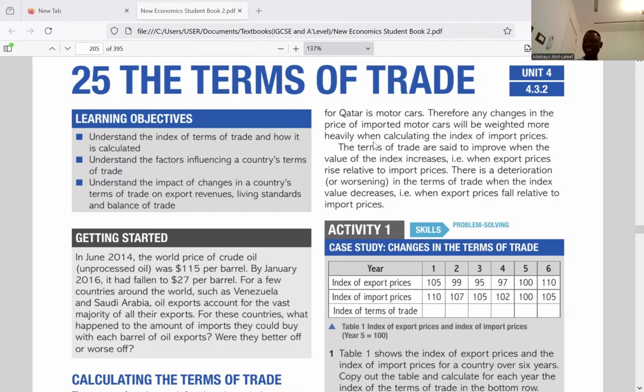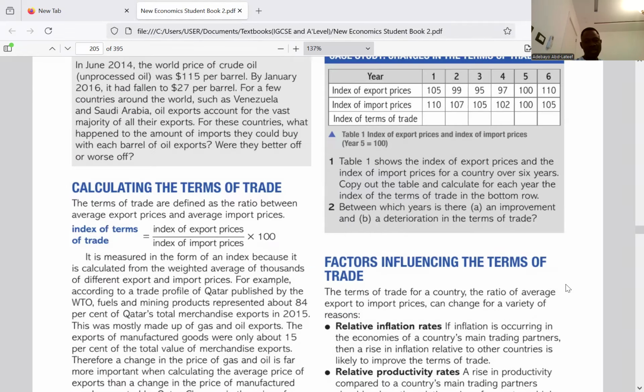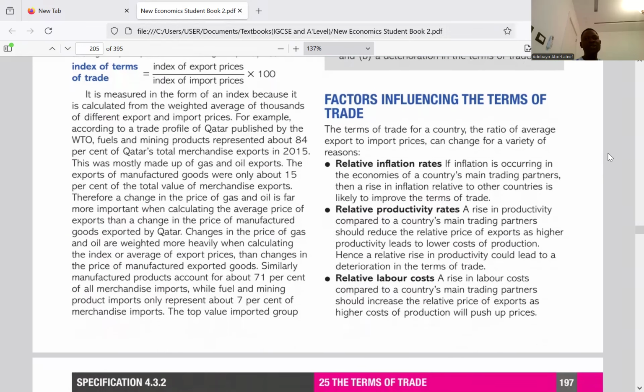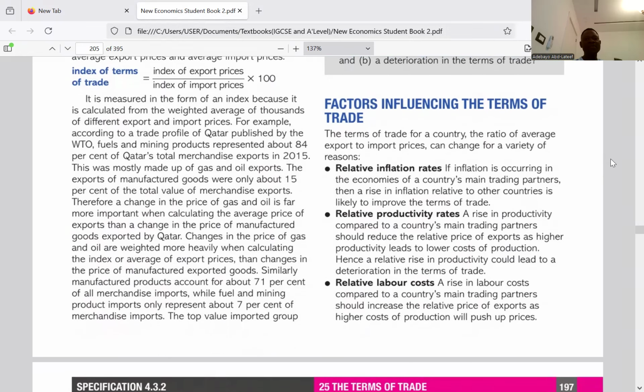We're talking about the index that measures the price of a country's exports relative to its imports. So that means you are measuring the price of a country's exports relative to the price of its imports. And when we do that, we're considering terms of trade. Do you understand what terms of trade is? The formula for terms of trade is index of export prices divided by index of import prices multiplied by 100. I think the point is clear there, right?